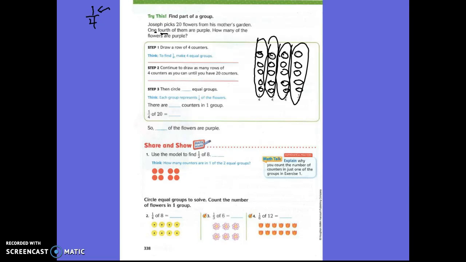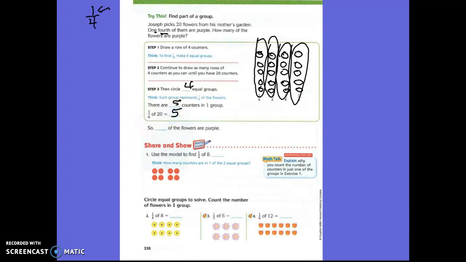Oh, I just circled. Yeah. They're showing you to circle 4 equal groups, and each group is 1/4. Okay? How many counters are in one group? 5. So 1/4 of 20 is 5.